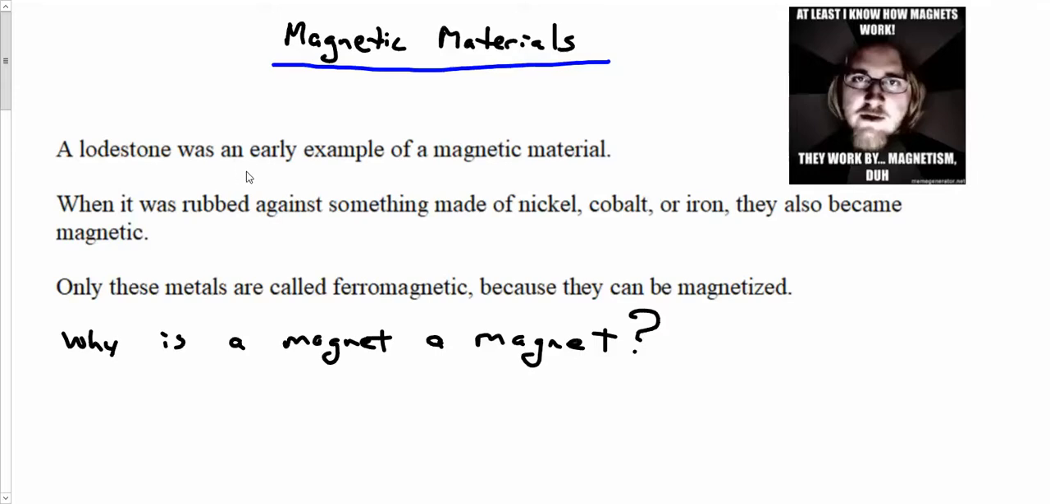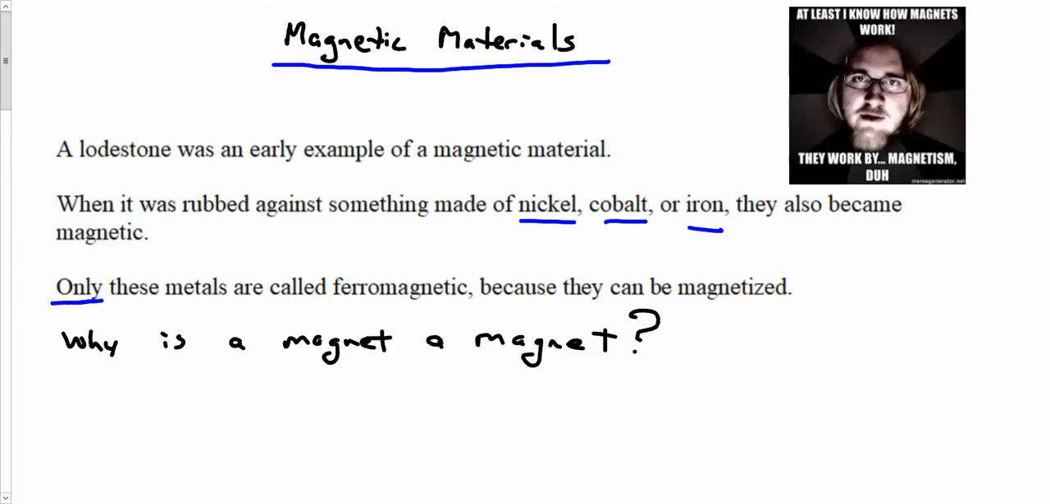Okay, let's talk about magnetic materials. Lodestone was an early example of a magnetic material. And when you rubbed it against something made of nickel, cobalt, or iron, you could also get them to become magnetic.